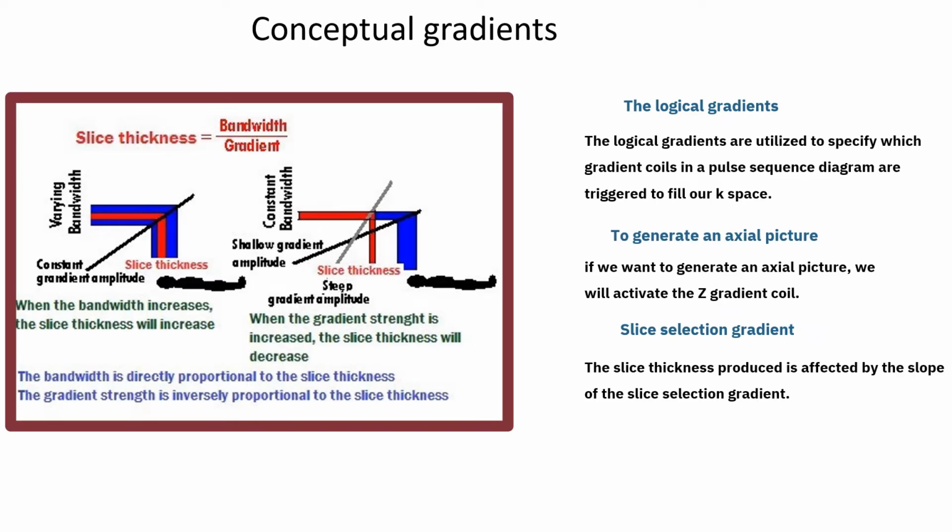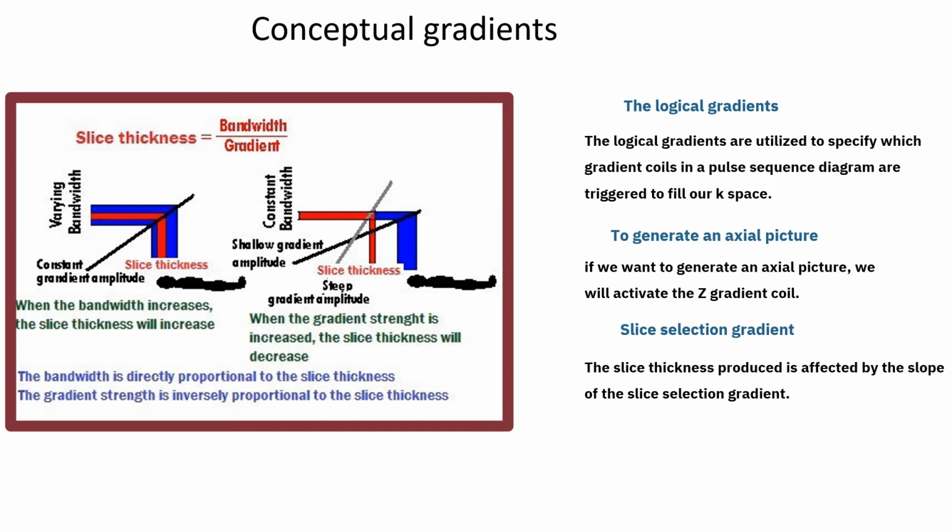We have logical gradients in addition to physical gradients. Let's find out how they differ from physical gradients and what they can do. The logical gradients are utilized to specify which gradient coils in a pulse sequence diagram are triggered to fill our K space. The slice selection gradient corresponds to the image's desired plane.